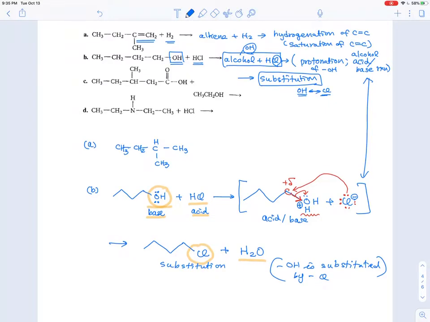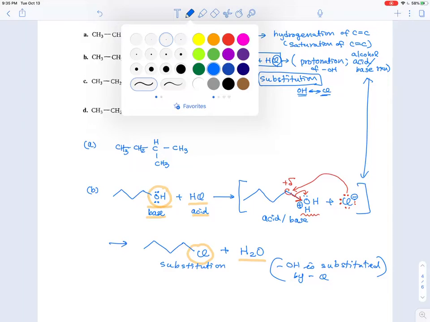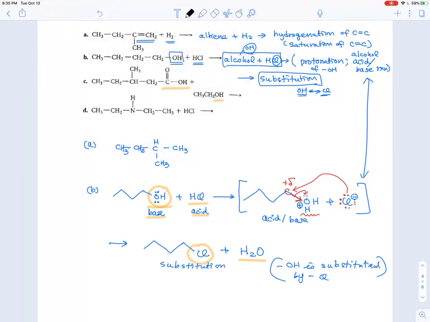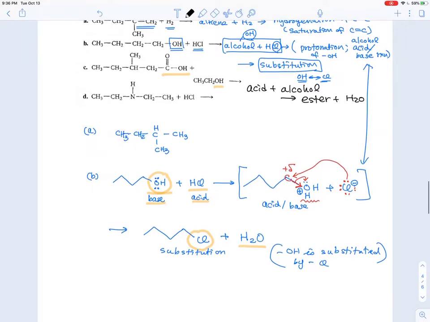Okay, let's move on to the third one, and this is also once more identifying. Okay, this is an acid, and this is an alcohol. We know that this is one of the common reactions that we discussed, which is acid plus alcohol. That means ester plus water. Okay, and this is happening the same way that I explained before.